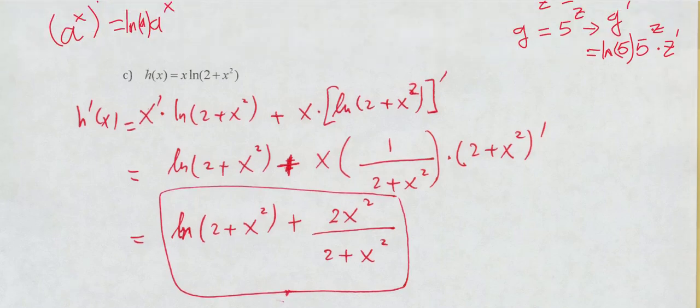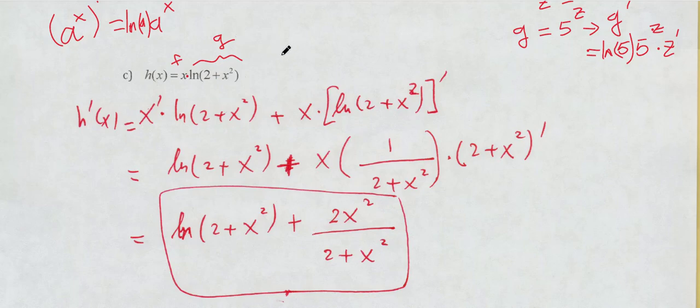Now for C, we are given two terms: x multiplied by ln of 2 plus x squared. All we have to do now is remember that when given the product of two functions, we let the first function be f and the second function be g. In this case, f is x and g should be this function.